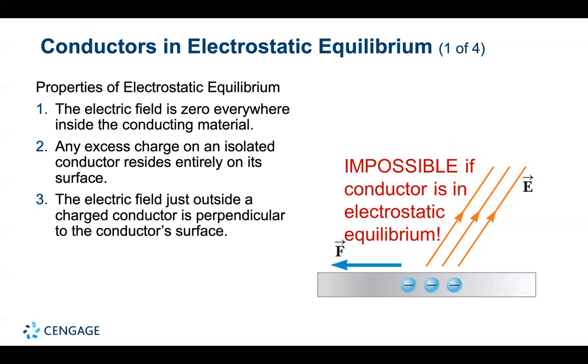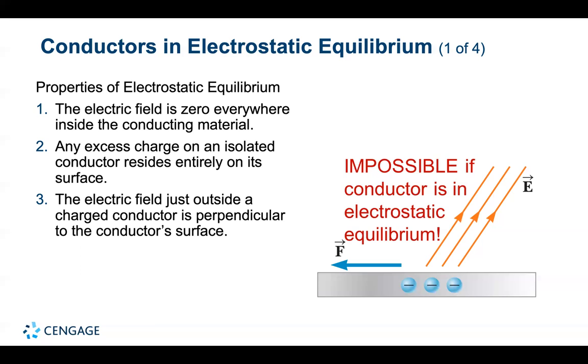For number two, any excess charge on an isolated conductor resides entirely on its surface. Property number two is a direct result of the 1 over r squared repulsion between the charges described in Coulomb's law. If by some means an excess of charge is placed inside a conductor, the repulsive forces between the like charges push them as far apart as possible, causing them to quickly migrate to the surface.